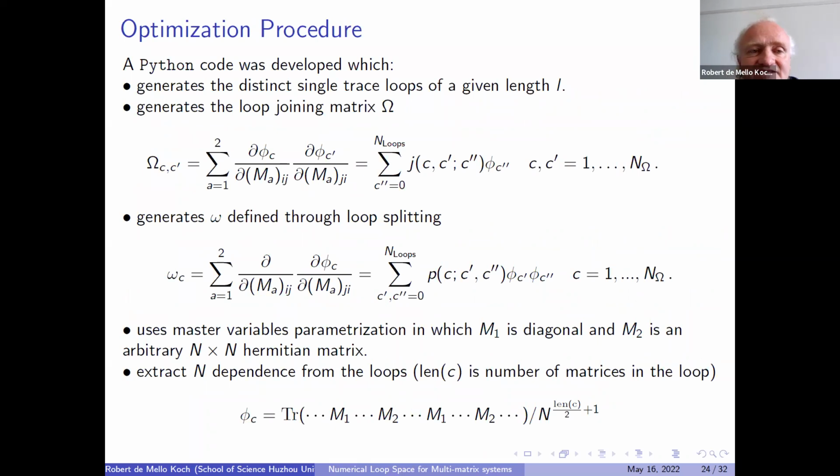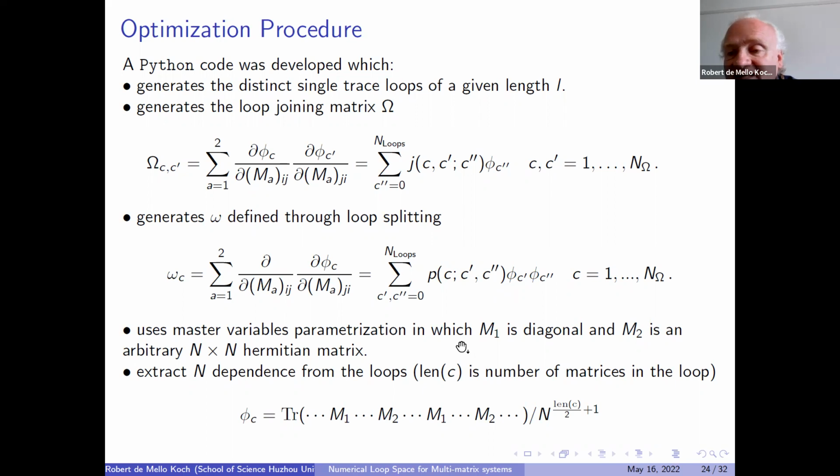So the first thing it does is it generates all distinct single trace loops for a given length L. So we just write down every single possible loop, and then we look for redundancies, remove redundancies, and we're left with some loops. Then we generate the loop joining matrix by hand. We generate the loop splitting matrix by hand, and those are stored. Then we use a master variable parameterization. So when we generate this loop joining matrix, we store these numbers J, C prime, C prime prime, and for the splitting, we store P, C, C prime, C prime prime. So it's just these structure constants we calculate.